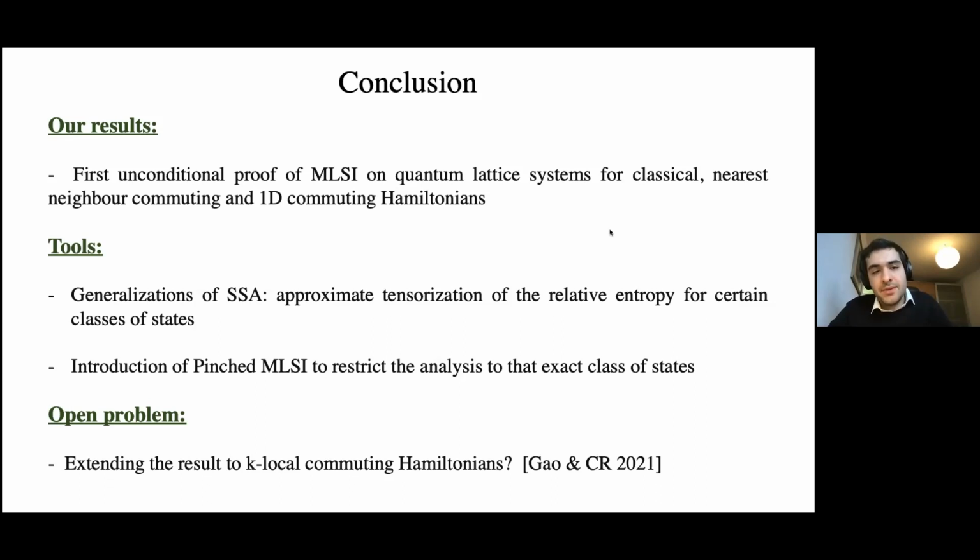And the proof basically uses two main tools. The first one is a generalization of the strong subadditivity. So this is our approximate tensorization of the relative entropy, where on the right-hand side in the quantum case, we have this quantum term that disappears for classical states. And in order to restrict ourselves to states that do not have this constant Q, so that this iterative procedure works, we have to introduce this notion of a pinched MLSI, which is this modification of the MLSIs that makes the trick. And an obvious open problem is whether we can extend our results to k-local commuting Hamiltonians. I didn't explain why we have to restrict ourselves to nearest neighbor, but there is a reason behind this.